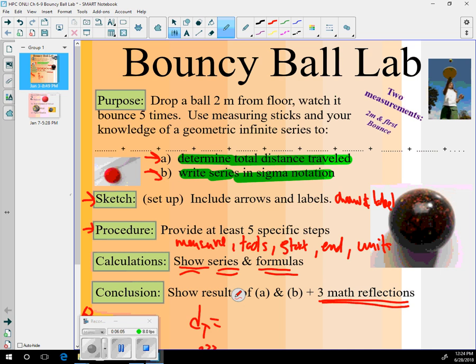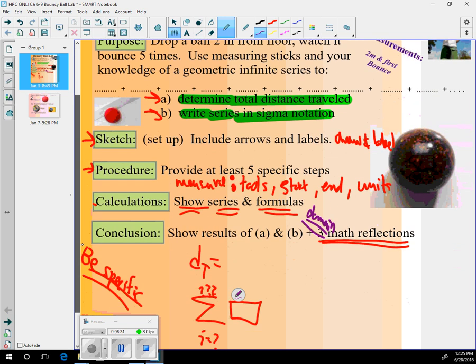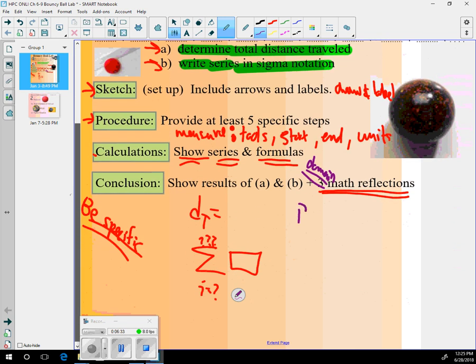If you measure something, what did you measure with? What were your tools? Where did you start? Where did you end? What were the units? Calculations, what formulas did you use? Maybe there's some restrictions, some considerations. What is a domain maybe? Or what has to happen with your ratio? And then your conclusion will be total distance, sigma notation is, and your 1, 2, 3 math reflections.